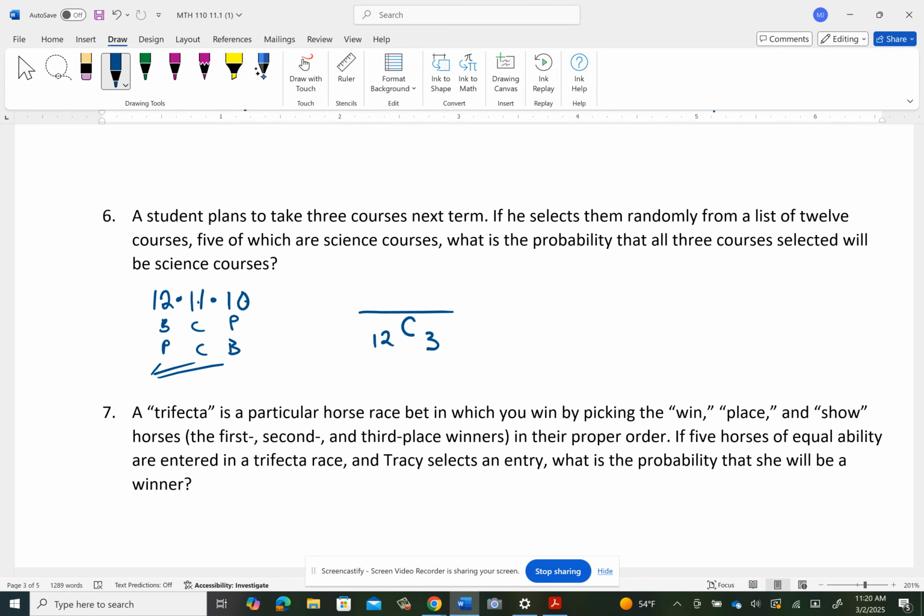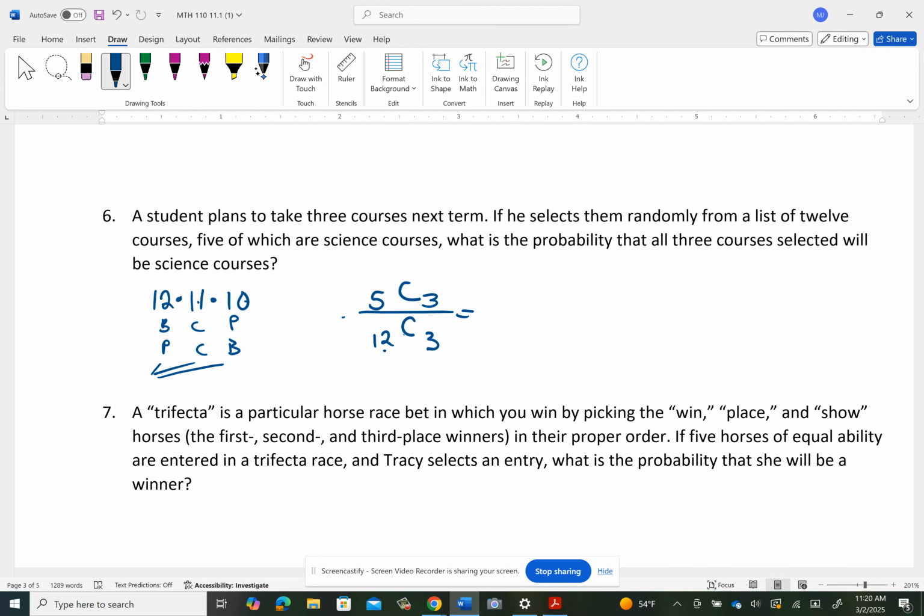Okay, so 12 courses, choose 3 would be your denominator. How many groups of 3 courses you could get out of those 12. The numerator would be how many groups of 3 courses you could get out of those 5 science courses. You want the probability of selecting a science course. So the numerator would be the ways of selecting a group of 3 science classes. And then you could work that out.